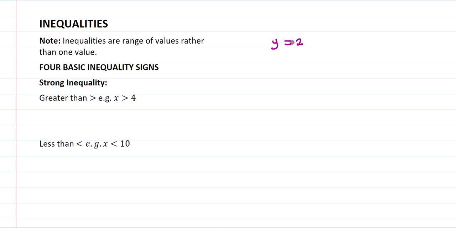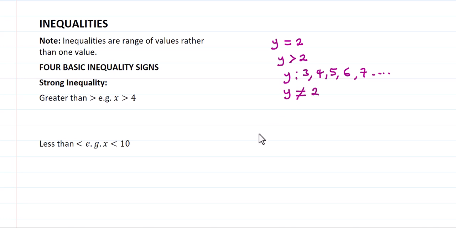So when we have an expression such as y equals 2, this simply means that y is equal to 2. But how about something like y is greater than 2? It's different. This simply means that y can be any value above 2, such as 3, 4, 5, 6, 7, up to infinity. And this implies that y is not equal to 2.